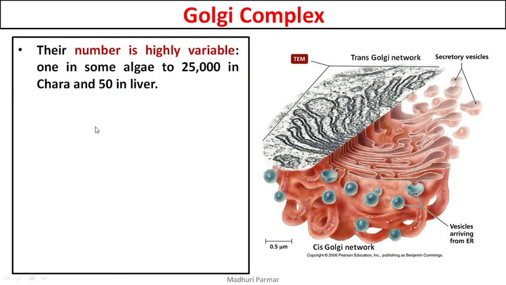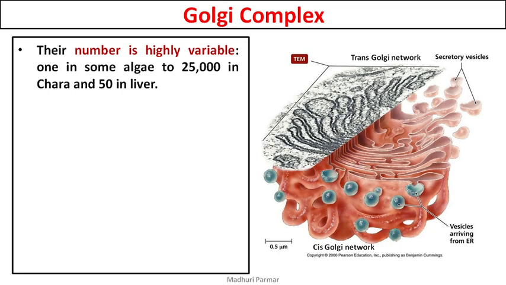Now, talking about the number of Golgi complexes, or the number of dictyosomes in a Golgi complex, it is highly variable. Again, it depends on the type of cell and the cell activity. As we talked about rough endoplasmic reticulum, in secretory cells and metabolically active cells you find a lot of rough endoplasmic reticulum or even smooth endoplasmic reticulum. The same thing is true for the Golgi complex as well. The number is highly variable.